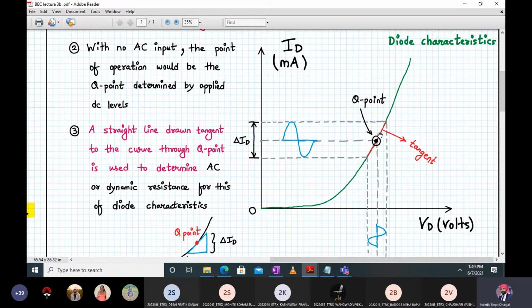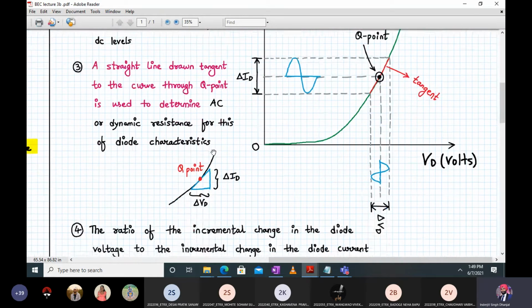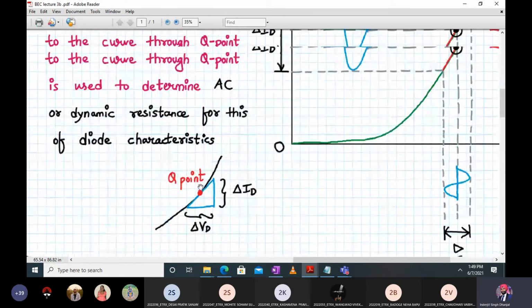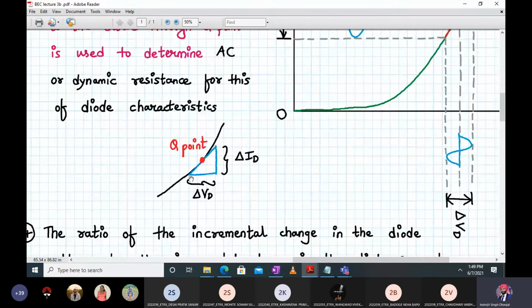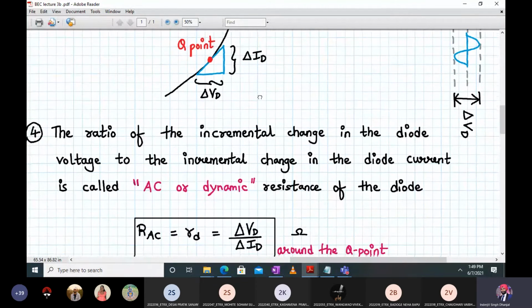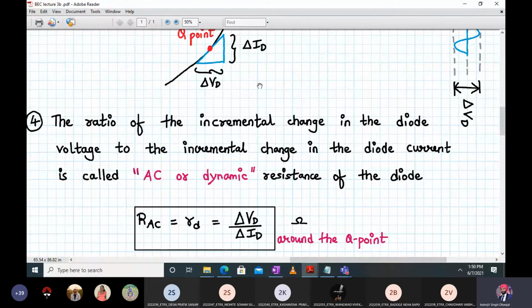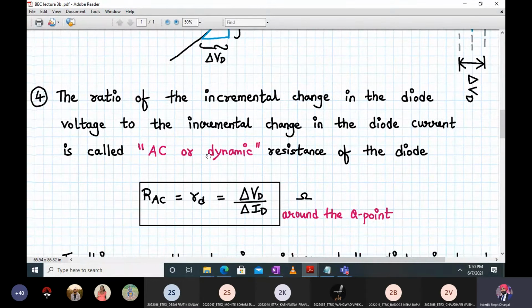So what we do is a straight line is drawn, a tangent through the Q point, which is used to determine the AC or the dynamic resistance from the diode characteristics. Here is the more advanced part. Here is the Q point. We draw a tangent and we note down delta VD and delta ID values. The ratio of this incremental change in the diode voltage to the incremental change in the diode current is my AC or dynamic resistance of the diode.